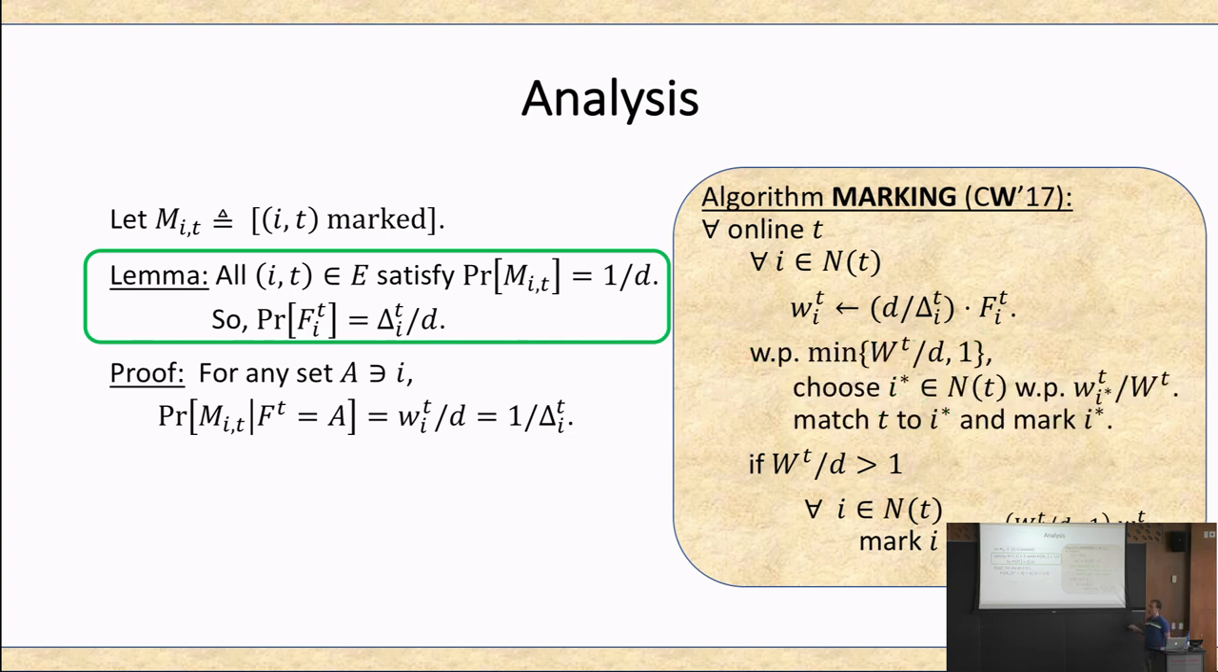Okay, why is this good? Well, that means that if we condition over all these sets A that contain I, the probability that the edge IT gets marked, conditioned on I being free, is exactly 1 over delta TI. For every scenario where I is free, remember that A contains I, the probability of the edge IT being marked is exactly 1 over delta I. Therefore conditioning doesn't really change. I'm just taking total probability.